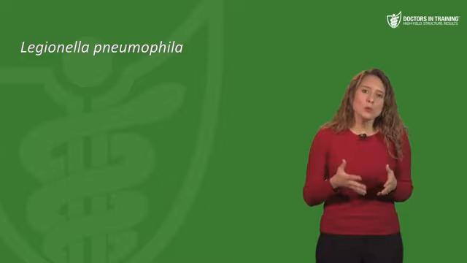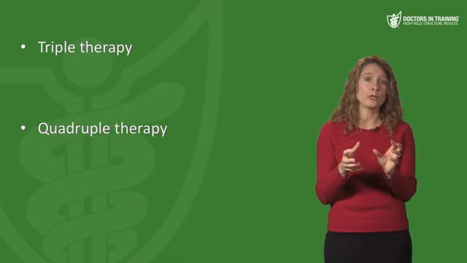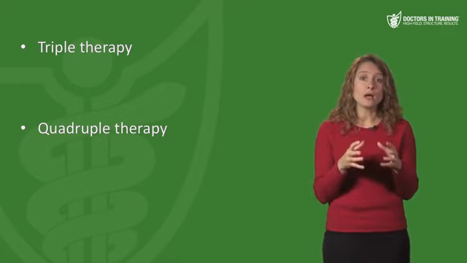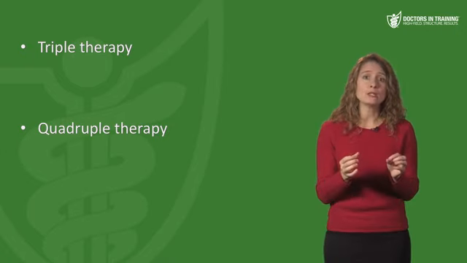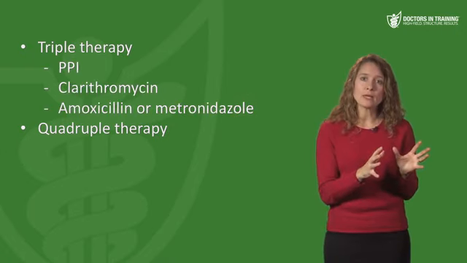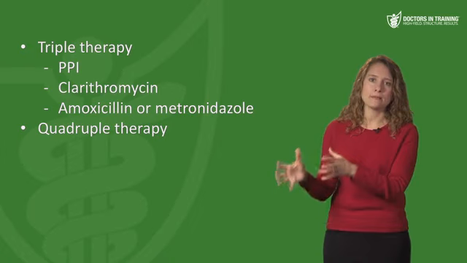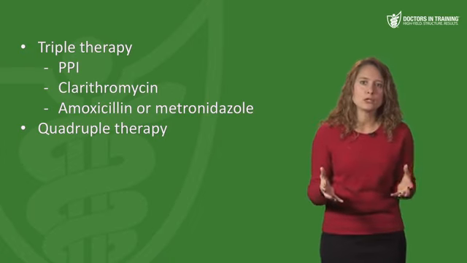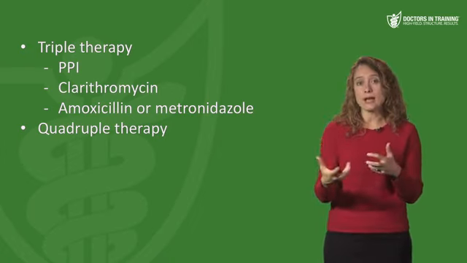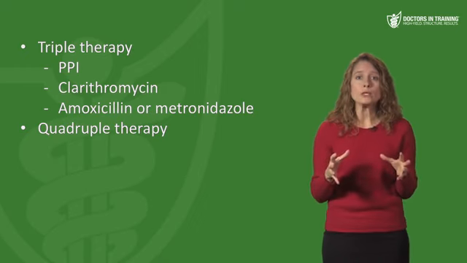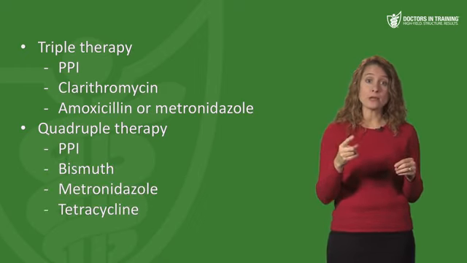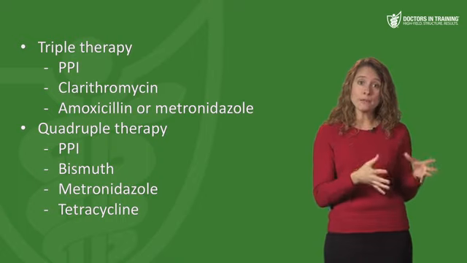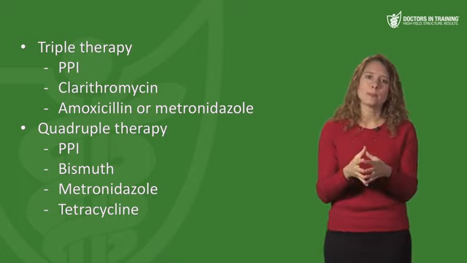H. pylori is another tough little guy, so we have to use several drugs to get the job done. There are several different versions of the triple and quadruple therapies for H. pylori. The standard triple drug regimen for H. pylori includes proton pump inhibitor like omeprazole, clarithromycin, and amoxicillin. If the patient is penicillin allergic, then you can substitute metronidazole. Quadruple therapy usually combines 2 antibiotics, metronidazole and tetracycline, with a proton pump inhibitor and bismuth.